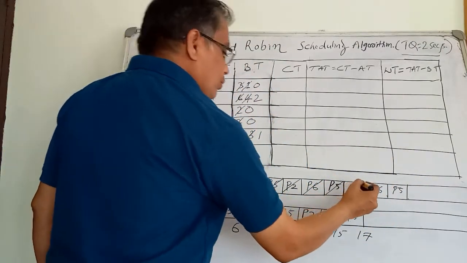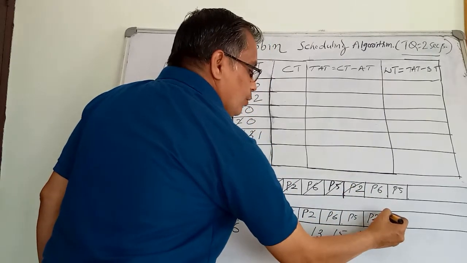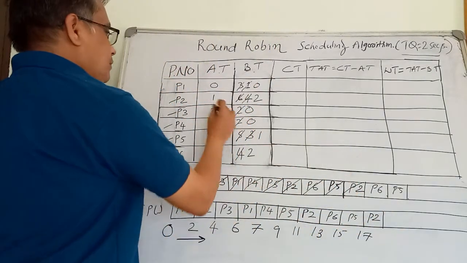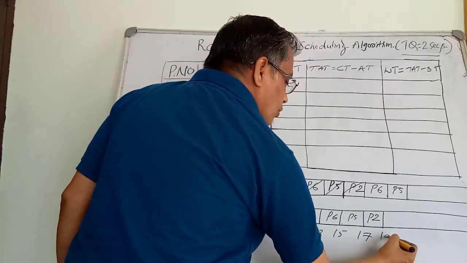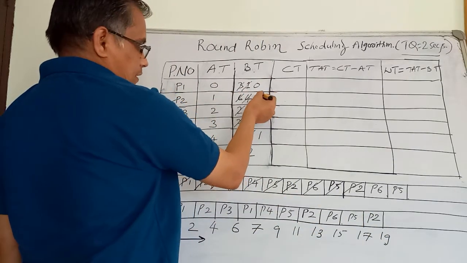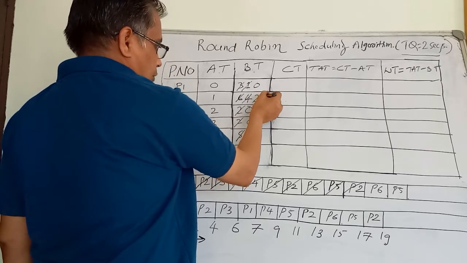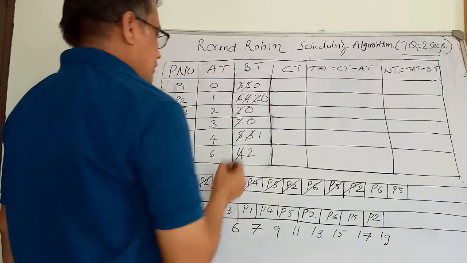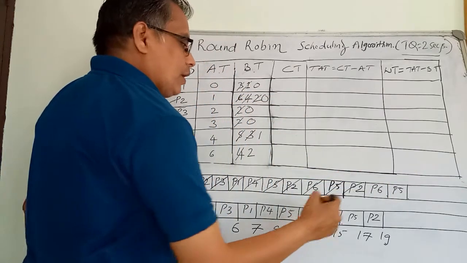Okay. Next P2. P2 you bring here. How much is remaining? 2 seconds is remaining. That means 17 plus 2, 19. That means again you go to there. 2 minus 2, that means 2 was remaining. 2 minus 2, it got executed. That is 0 seconds. That means there is no need to bring this particular P2 in the queue.